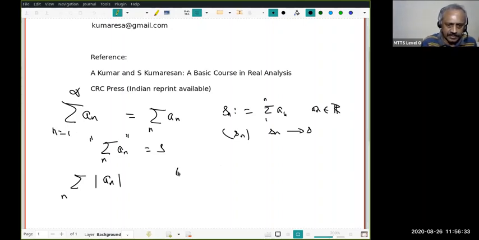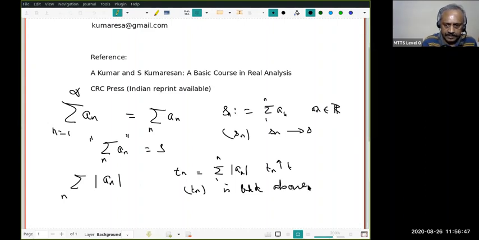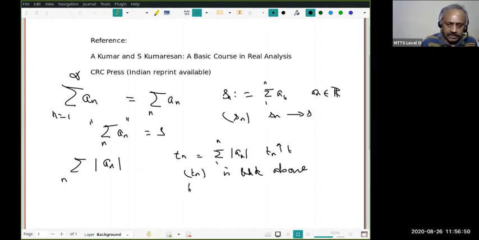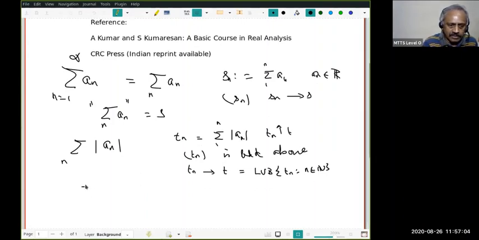Now notice that if T_n denotes the partial sums of |a_k|, k equal to 1 to n, then T_n is increasing. Therefore this is convergent if and only if T_n is bounded above. Suppose T_n is bounded above, then T_n converges to T, which is nothing other than the LUB of the T_n's, the partial sums. Suppose I want to say that the sum of |a_k|, k equal to 1 to n, is less than or equal to the sum of |a_n|, n equal to 1 to infinity.